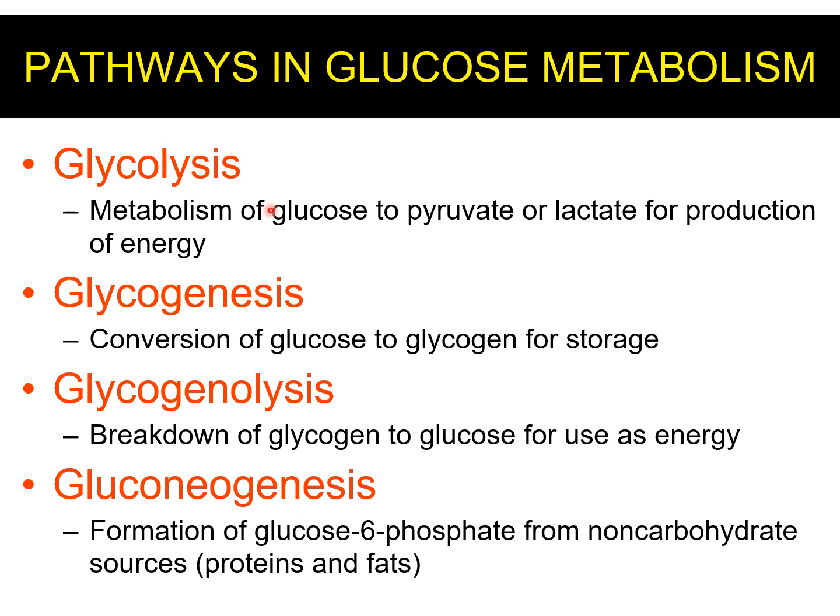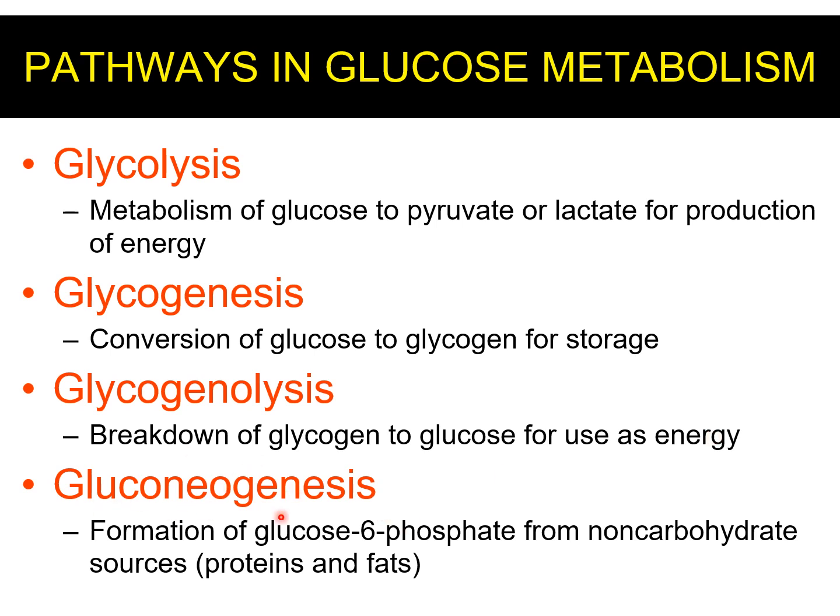When you say glycolysis, of course, that is the metabolism of glucose to pyruvate or lactate for production of energy. Glycogenesis is the conversion of glucose to glycogen for storage, primarily in the liver and in the muscle, so that when there is a need to use this stored energy, we can break this down in order to release energy. That is a process called glycogenolysis, the breakdown of glycogen to glucose for use as energy, especially when there is stress or vigorous workout done in the body.